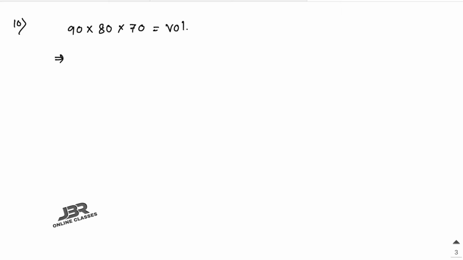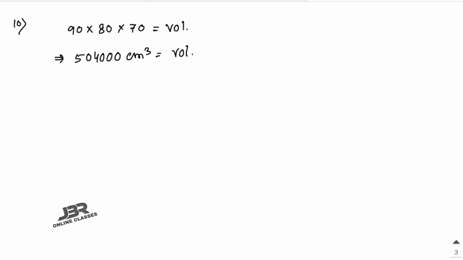So here volume equals 504,000 centimeter cube. That is the volume of that box. So that is your first answer, the capacity. Now next one, the area of the tin foil. To find out the area of the tin foil, you have to find out the total surface area of that box.